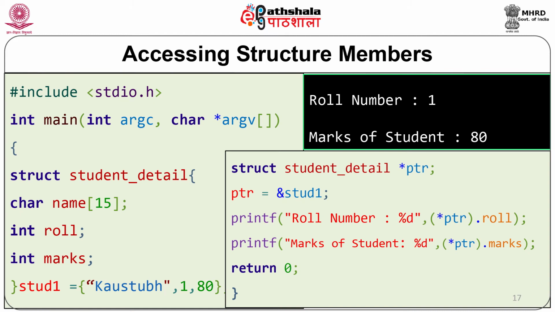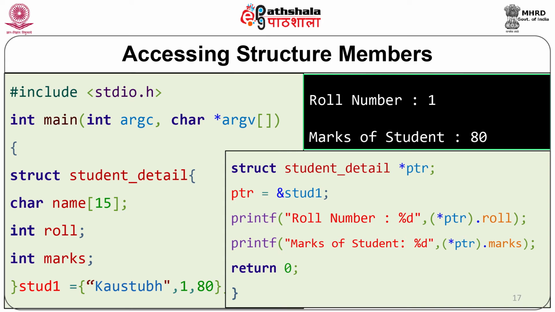Let us see a sample program on accessing structure members. So this is the second way, meaning using the indirection operator and pointer. You can see the program. In this program we have created a structure of student. The structure name is student detail. Under this we are using various members like name, roll number and marks.